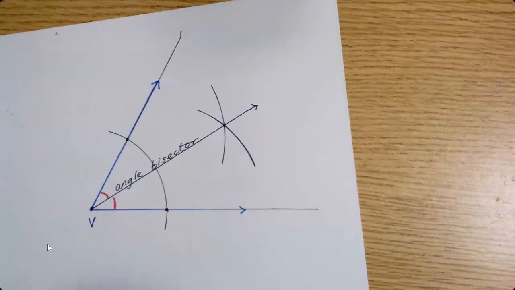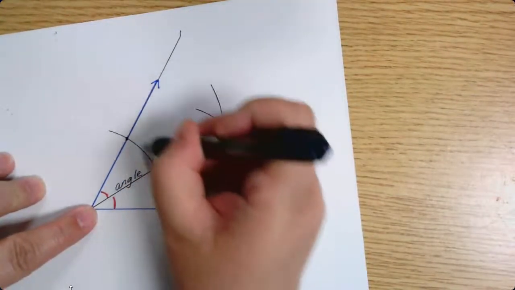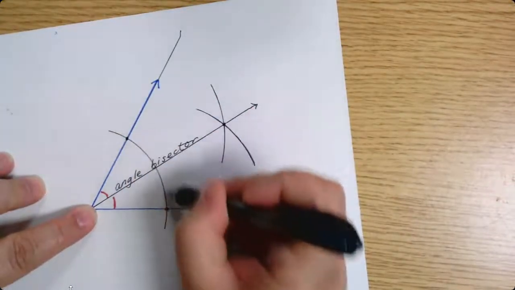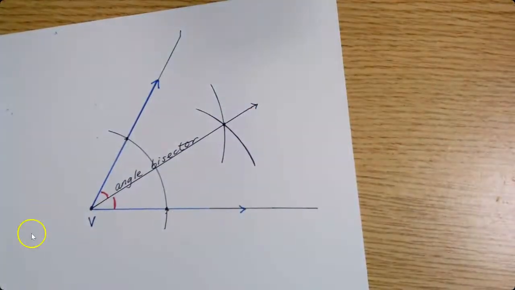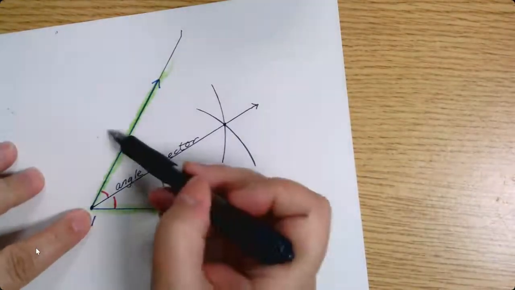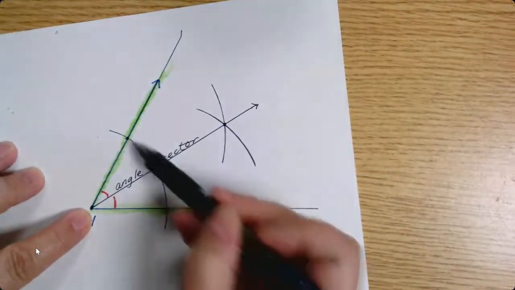So just a quick recap of how I did this. Step one was I did an arc, and the only requirement from that arc was that it crosses both sides of my angle. This is the original angle. I'm actually going to color that original angle green for you so that you can realize what was originally there. So I did one arc that crosses both sides. I don't have to remember how big it is, I just have to cross both sides.